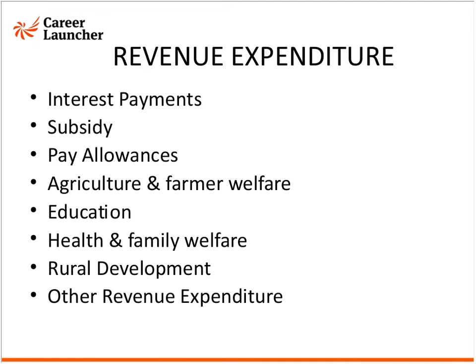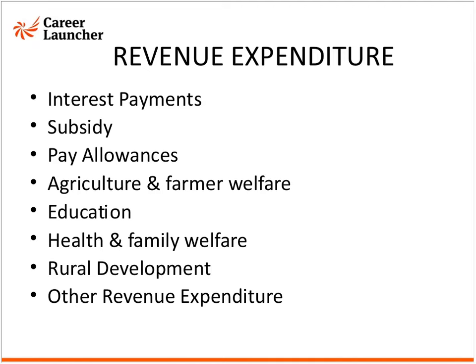Your interest payments, in case the government has done a lot of borrowing, your subsidies, your agriculture and farmer welfare, because rural development here essentially means the giveaways you are giving to the people. That's essentially a giveaway that they are talking about here, not expenditure on building of roads for rural areas. If they are building roads for rural areas, then it goes under capital expenditure.